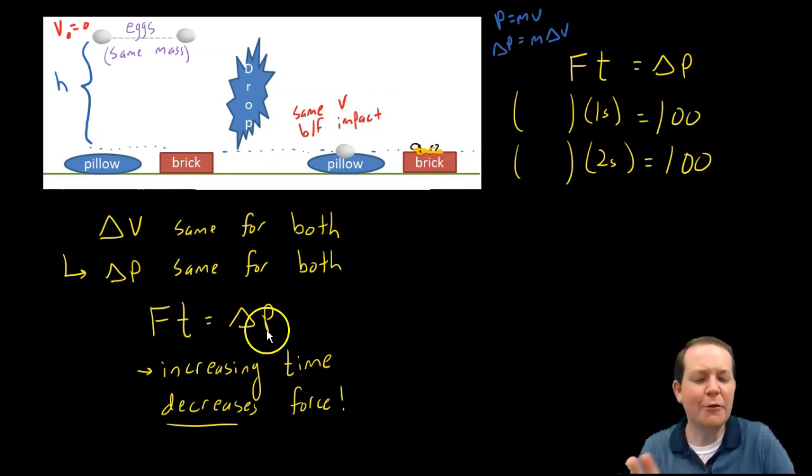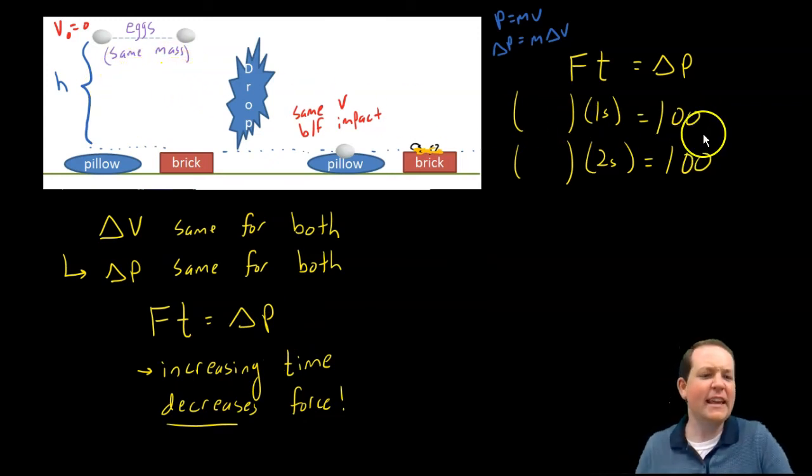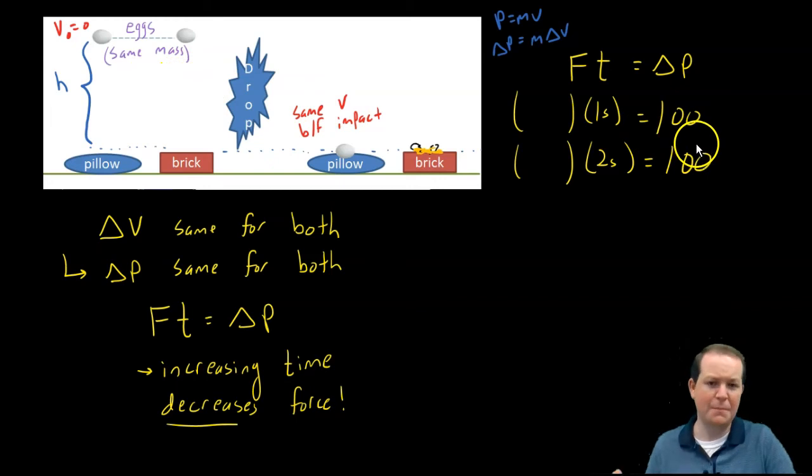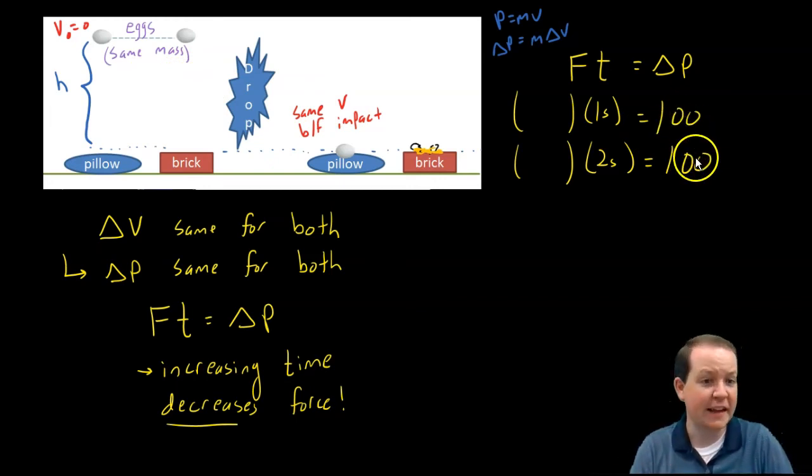So if you need another example of why this is true, again, I have the same change in momentum going on. Let's say what I have right here is kind of a sample math problem. Some people like to think about this more mathematically. So I'm going to have 100 for both of these eggs. That's what I have right here, kind of the two different examples. Okay, they both have that same change in momentum.